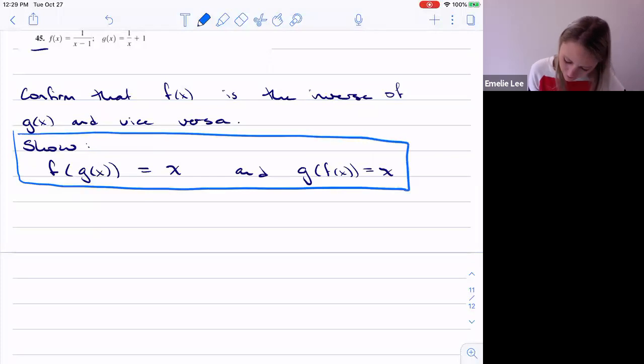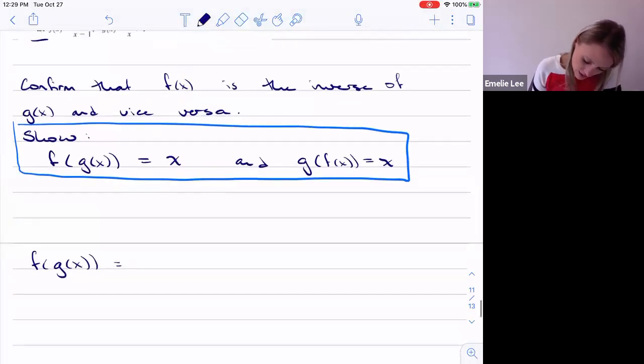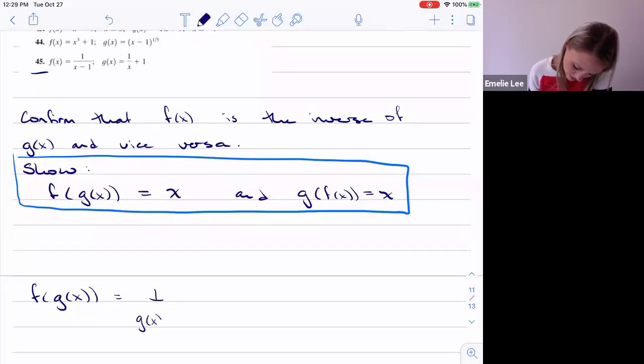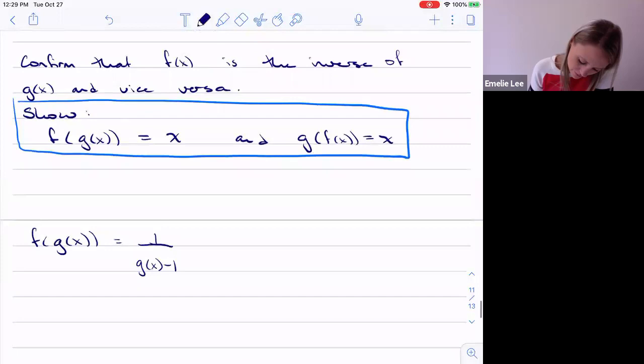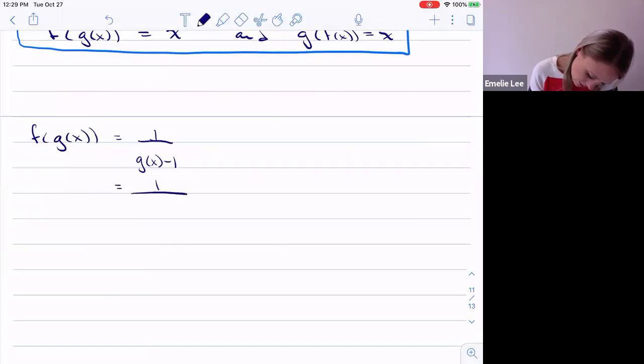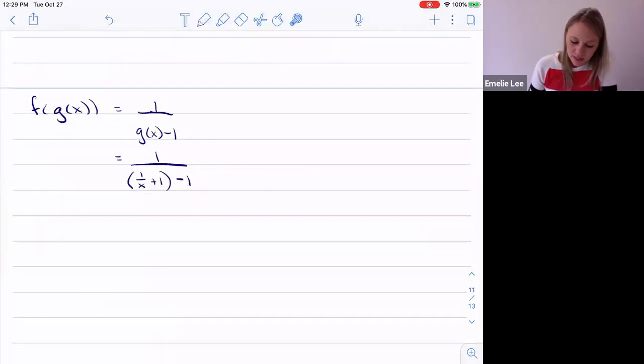So here we go. We're just going to find these function compositions and make sure that they simplify to x. So I've got f of g of x, which is going to be 1 over g of x minus 1. g of x is 1 over x plus 1, which gives 1 over x plus 1 minus 1. The plus 1 and minus 1 are going to cancel.